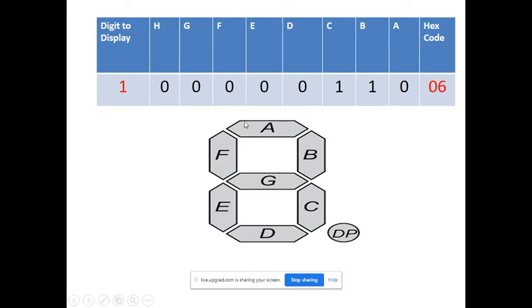All other segments I want to turn off, and that's why for B and C I am placing 1, and in all other cases I am placing 0. Okay, now once you have written all these things, just calculate your lower nibble and upper nibble. Now the lower nibble is 0110, that is nothing but 6, and the upper nibble is 0, so the number is 06. In this fashion you are calculating the number 06, and it will turn on only B and C. B and C will turn on, and it will display 1 on the 7 segment display.